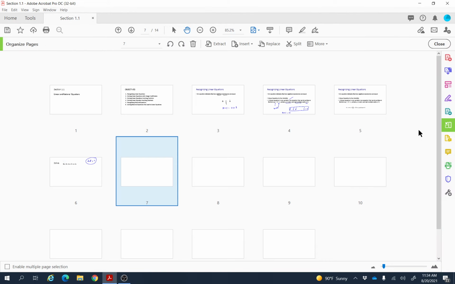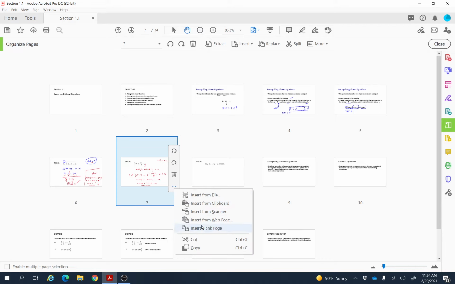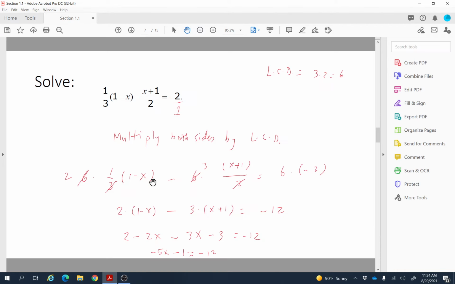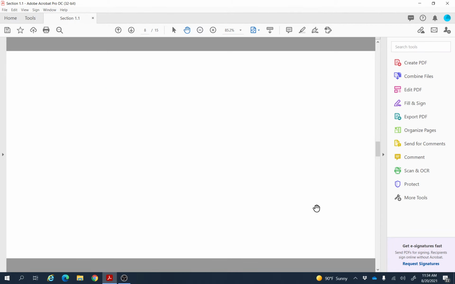Still we need to do one more step. So I'm going to add one blank page here. So we have -5x - 1 = -12. So what is our next step? We need to solve for x.